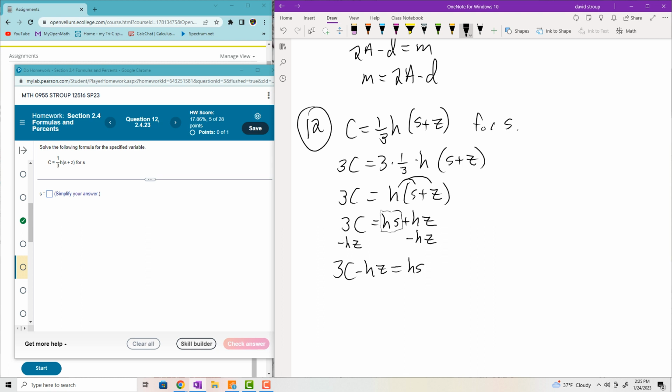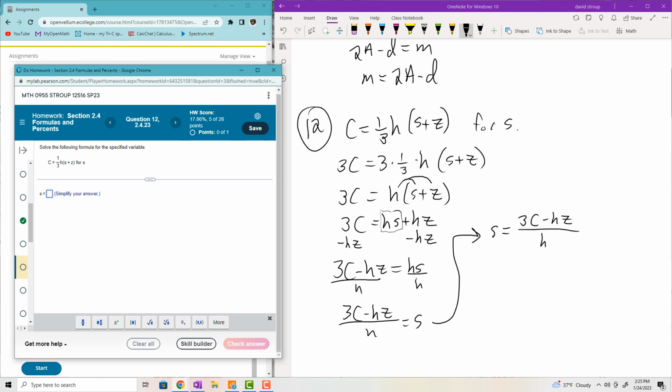And then to isolate the s, I'm just going to divide both sides by h. So I have 3c minus hz all over h equals s. And of course, we want to write the s on the left. So that would be s equals 3c minus hz all over h. Let's put that in there and see how it likes it. Again, capital C, so be careful, minus hz all over h.